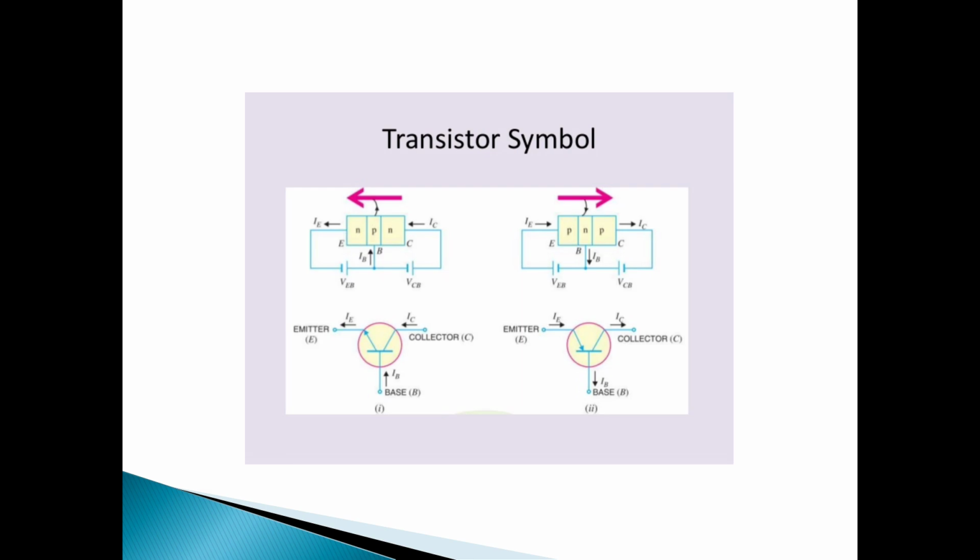So these are the transistor symbols for the PNP and NPN transistor, where the arrow shows the direction of the current. In case of NPN transistor, the arrow moves outward from the emitter region, while in case of PNP transistor, the arrow is showing the direction of the current which is moving towards the emitter terminal, where the emitter junction is forward biased while the collector junction is reverse biased.